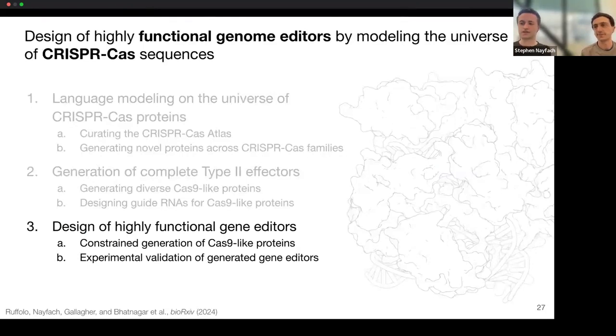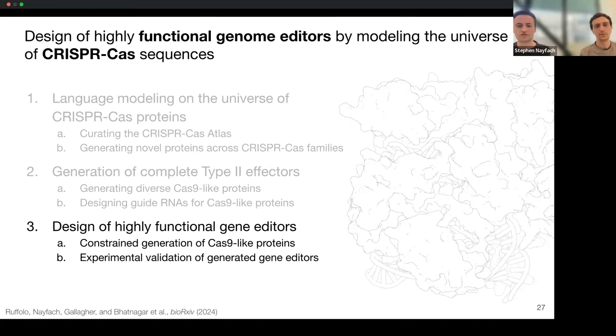Great. And for the last focus of this talk, I'll now go into how we took these models that can generate diverse Cas9-like proteins, that can complete them with the cognate guides, and applied those to specifically develop a gene editor that could be used as perhaps a drop-in replacement for SP-Cas9 in existing technologies.